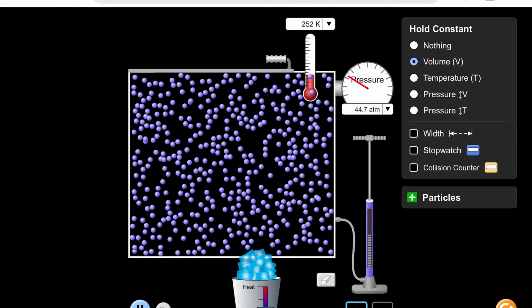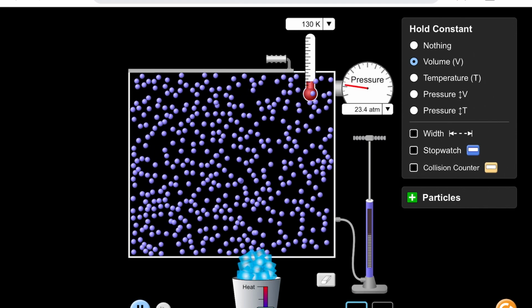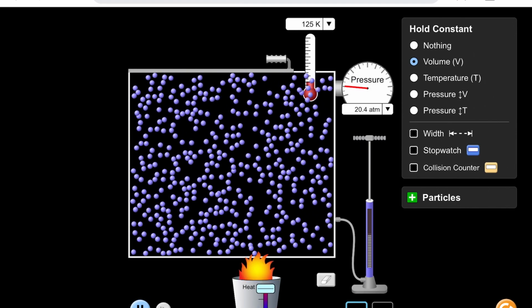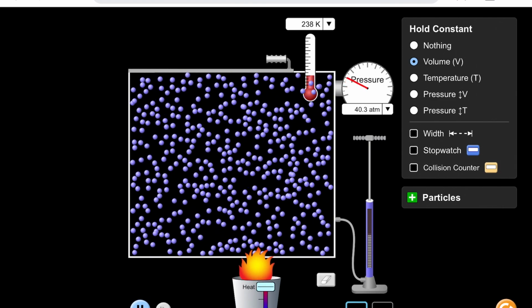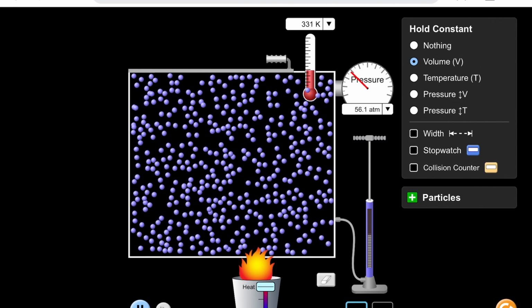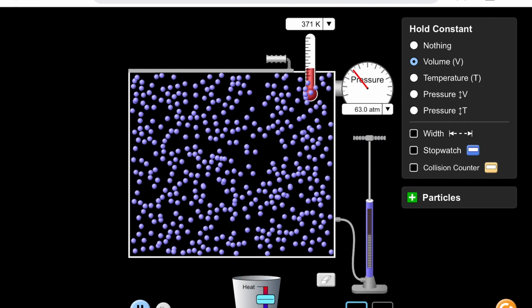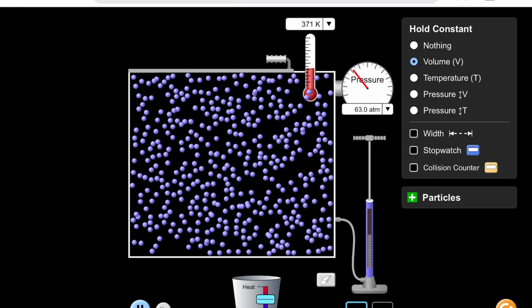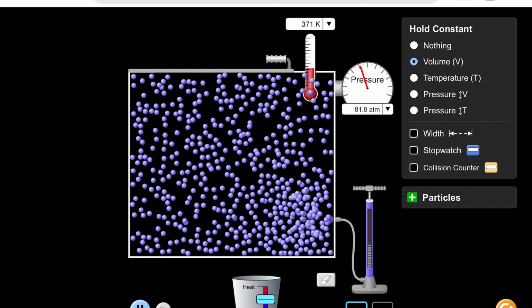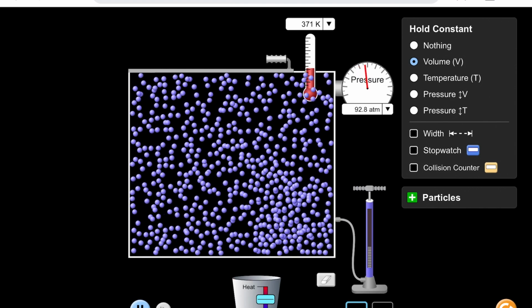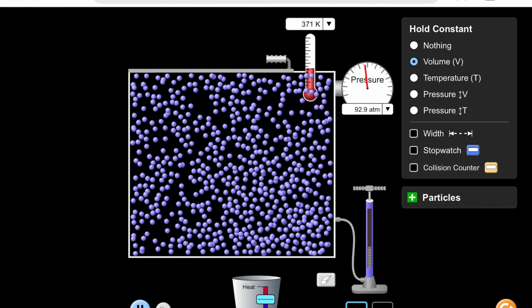I can decrease the pressure by either removing some gas or by cooling it down. Let's start by cooling it down. Watch what happens when I cool it down. I decrease the pressure. Watch what happens when I heat it up. I increase the pressure. So I can increase and decrease pressure by altering the temperature. I can also, however, increase pressure by just simply adding more gas. There I've increased the pressure by adding more gas.